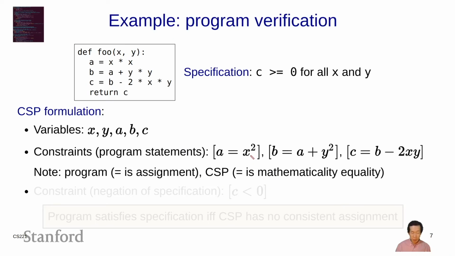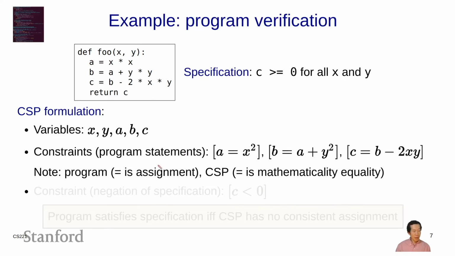So, remember, don't be deceived by the looks of this factor. It is actually a function that takes in a value of a and a value of x and checks whether a equals x squared. It returns a 1 or a 0. So it's doing checking. Whereas a equals x times x is doing assignment. It's taking x squared and putting it into a.